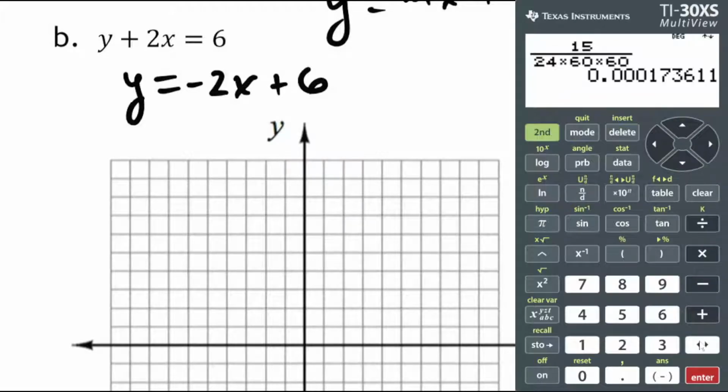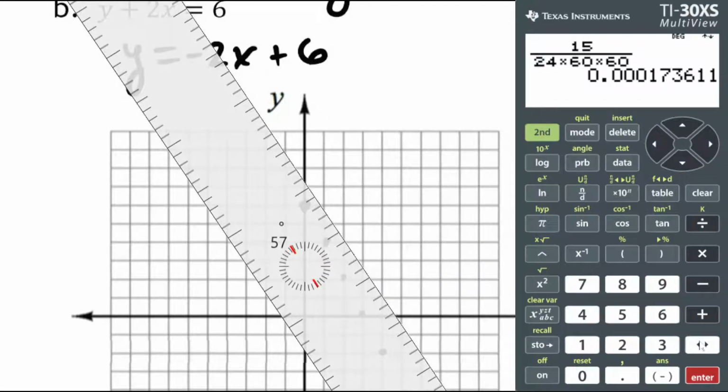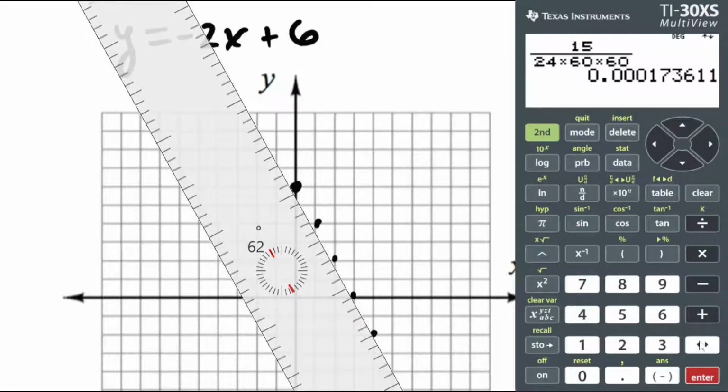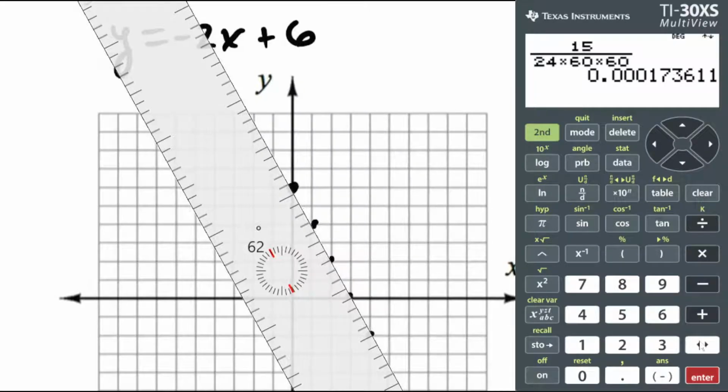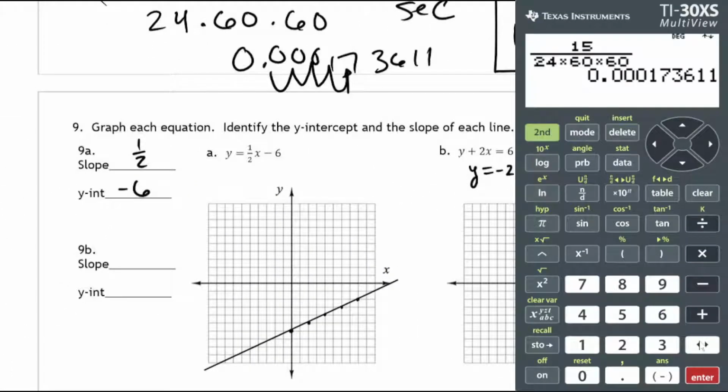Beautiful. So now I've got this y-intercept at +6, 1, 2, 3, 4, 5, 6. And I've got a slope of -2, down 2 over 1. So I can see that slope, right, -2. Line up the ruler, get back over here, line up the ruler. Really? There's people watching. That's close. And I also know that the slope in this case is -2, right? Because I changed it into this form. And I know that my y-intercept is at +6. Sweet.